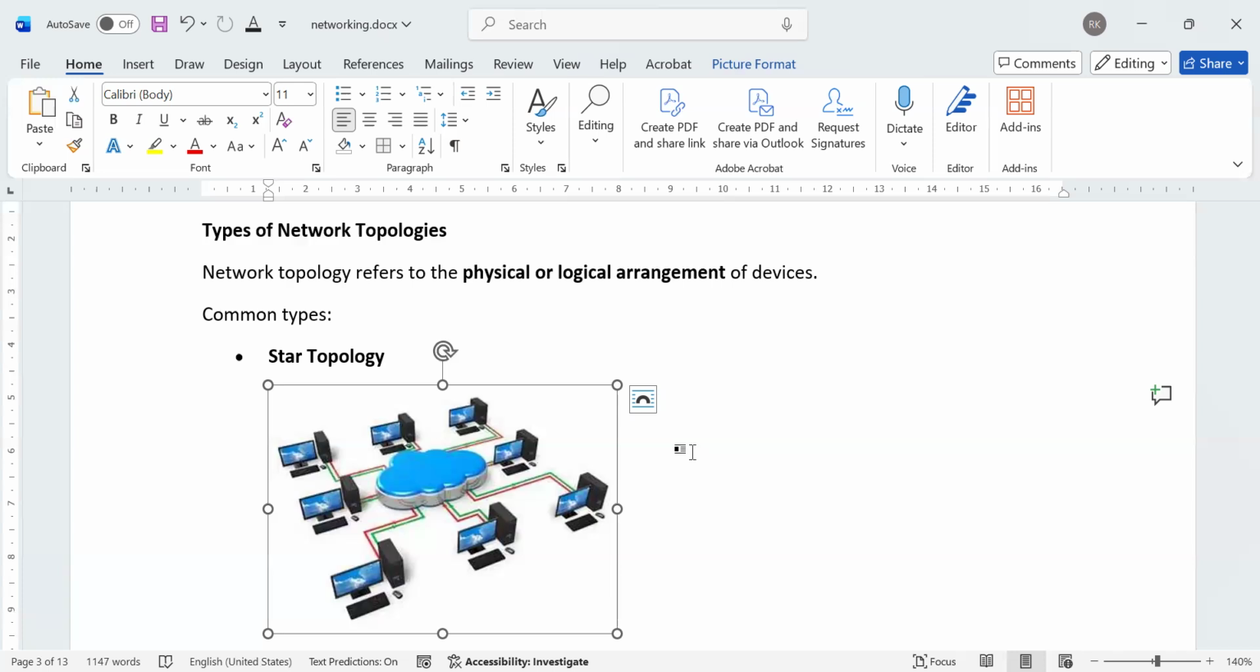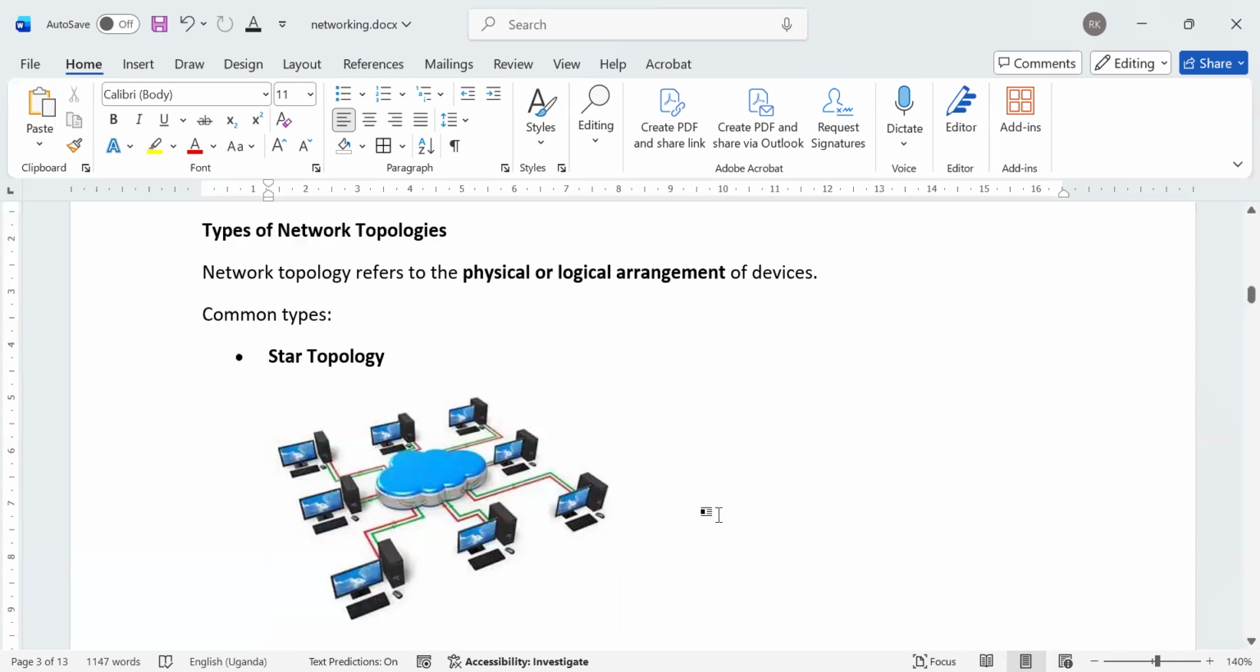Star topology. So as you see in that diagram there, star topology means we have a central device here and all computers connect to it. Usually you have what we call a server room. And all computers connect to the server using either a router or a switch. We shall see when we look at networking devices. So in a star topology, all computers connect to it.